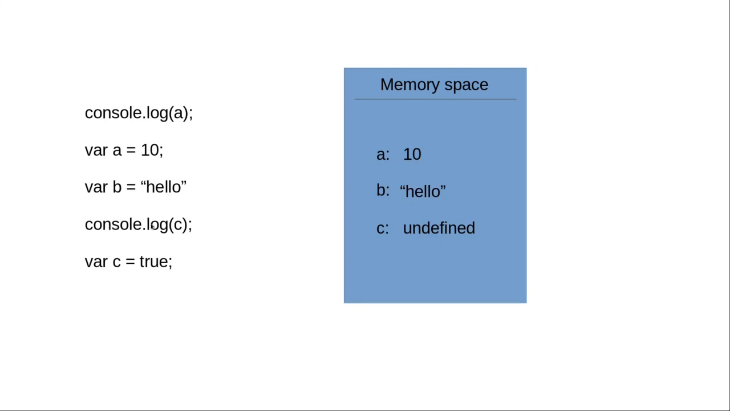Now it will come to the fourth line. Yes, it's a sure shot execution. It will console log what, c. So on the output you will see undefined, because it is undefined right now.